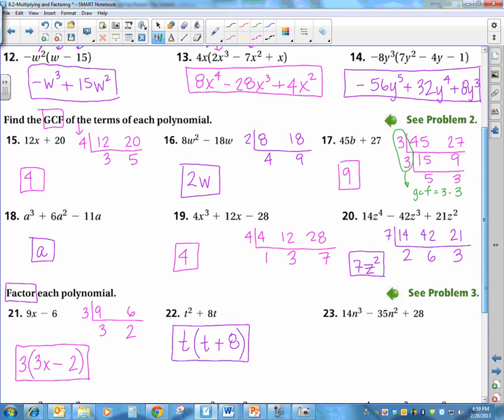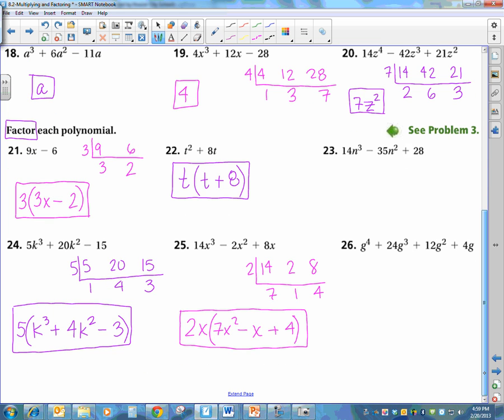And now we're going to do some factoring. So we have 14, 35, 28. We factor each of those. 7 goes into 14 2 times, into 35 5 times, into 28 4 times. Now these two have something in common, but the 5 doesn't. Got to have it in all of them. So I'm going to have a 7.